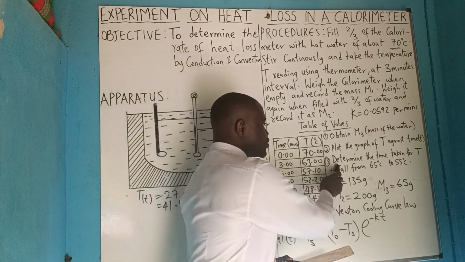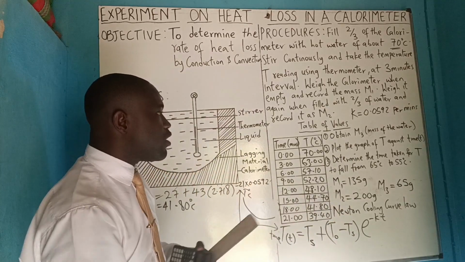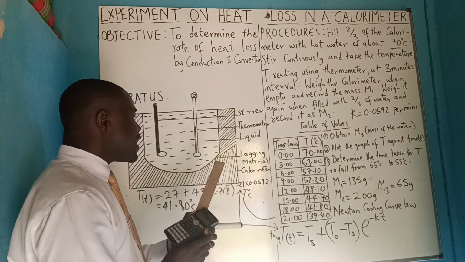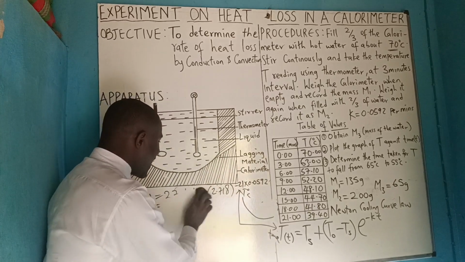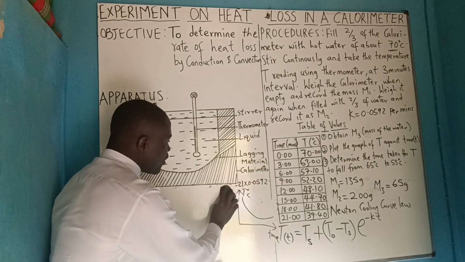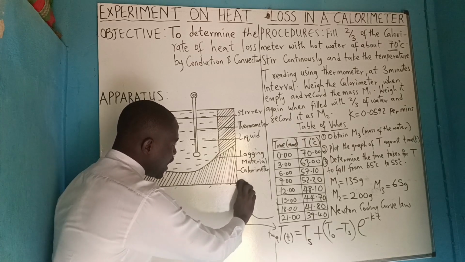Now let's check this question. Determine the time taken for T to fall from 65 degrees Celsius to 55 degrees Celsius. For you to solve that question, I can get it after plotting that graph. So when I plot the graph, I will also show you how to get it.